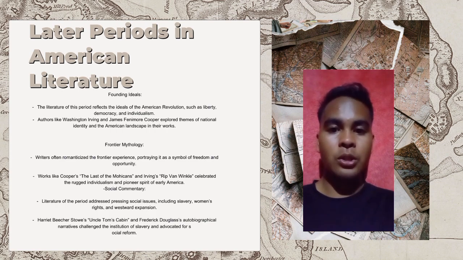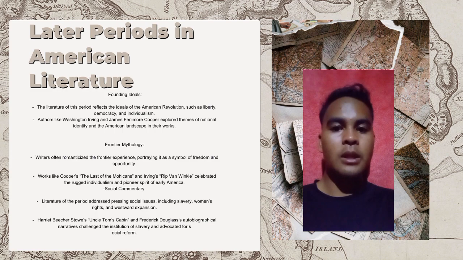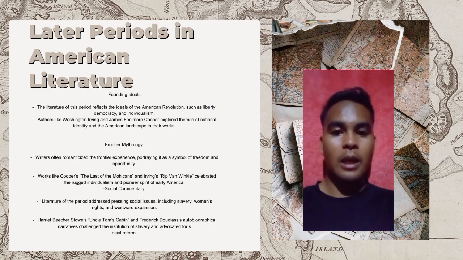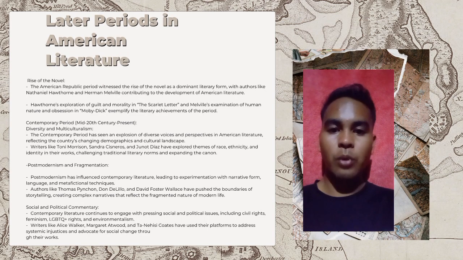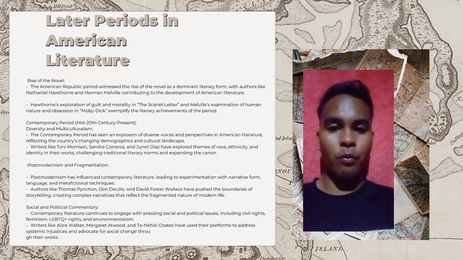Harriet Beecher Stowe's Uncle Tom's Cabin and Frederick Douglass's autobiographical narratives challenged the institution of slavery and advocated for social reform. Next, the rise of the novel. The American Republic period witnessed the rise of the novel as a dominant literary form, with authors like Nathaniel Hawthorne and Herman Melville contributing to the development of American literature. Hawthorne's exploration of guilt and morality in The Scarlet Letter and Melville's examination of human nature and obsession in Moby Dick exemplify the literary achievements of the period.